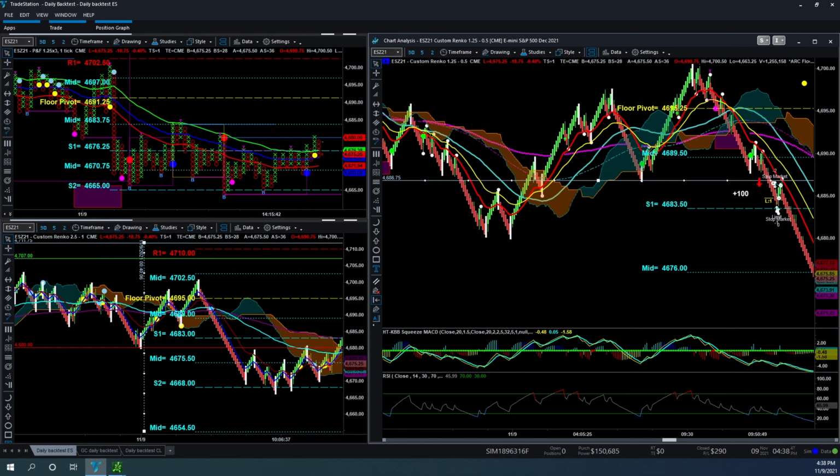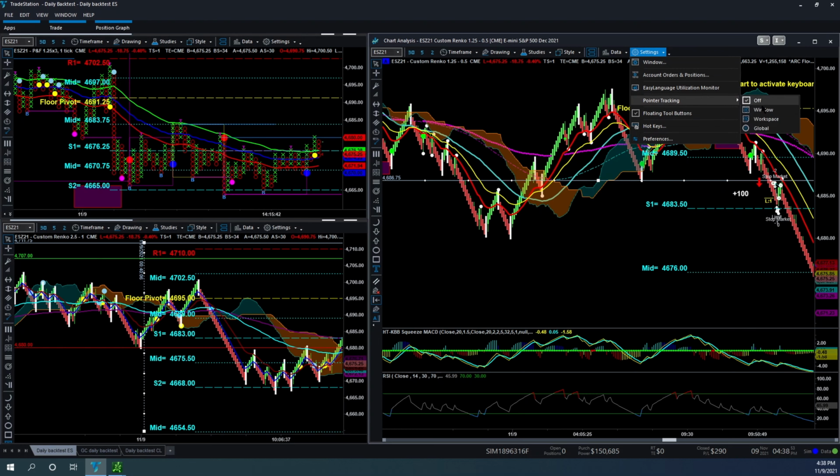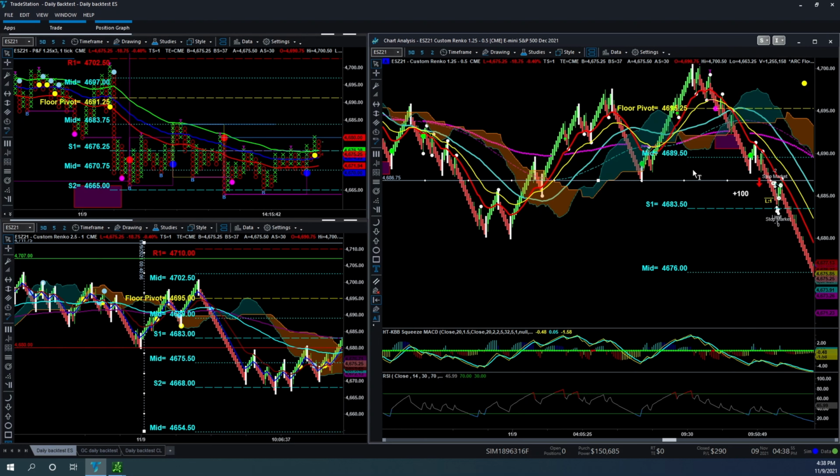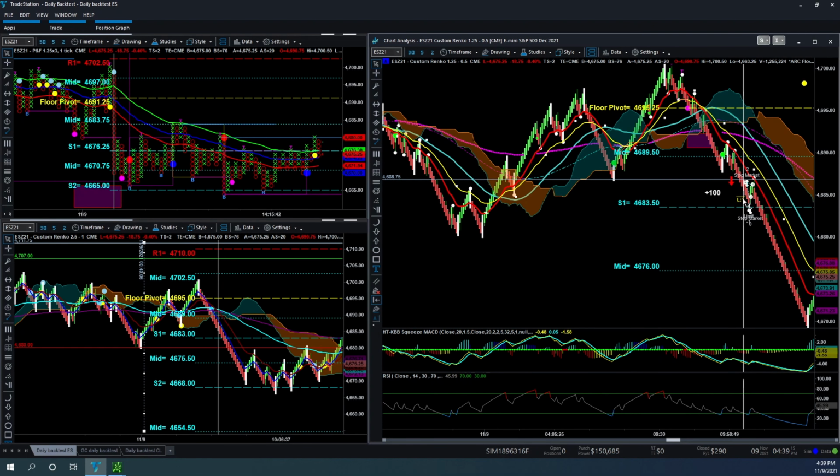So let's see where it is. Let's move that. Let's put it here. Right there. So when it broke that area here, I took the trade, and you see it's within this large trend line, right? So that was good for $100.